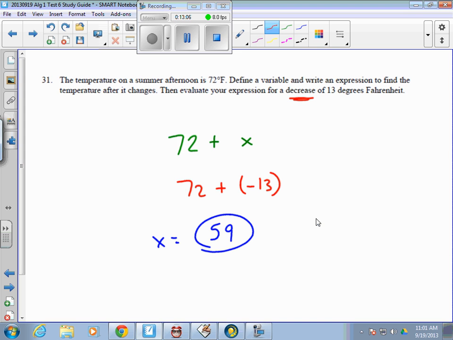31 says the temperature of a summer afternoon is 72 degrees Fahrenheit. Define a variable and write an expression to find the temperature after it changes. 72 plus an unknown value. It says evaluate your expression for a decrease. That means it's going down of 13 degrees, so minus 13. So the temperature at that point would be 59 degrees.